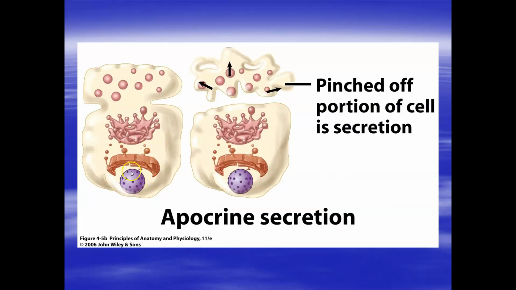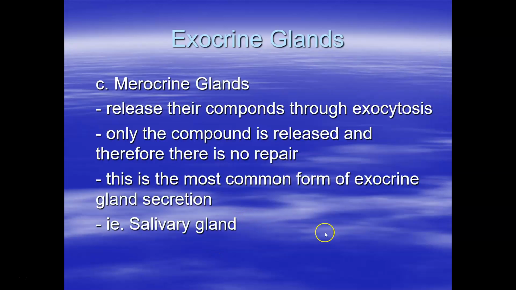So again, here's your nucleus, your endoplasmic reticulum, your Golgi apparatus. You can see it creates these vesicles that migrate to the apical surface of the cell. That apical surface is then pinched off, which releases the secretion. That pinched off portion repairs, and then we start all over again. This is an apocrine gland. The next one is a merocrine gland.